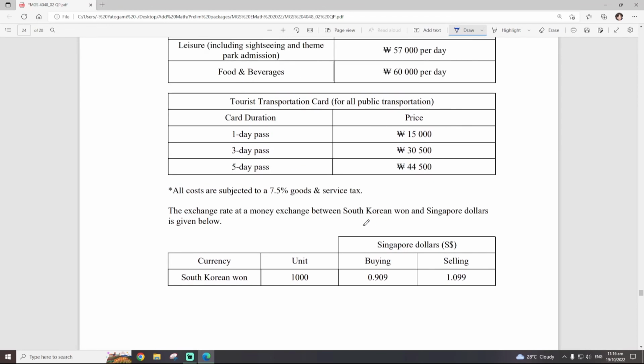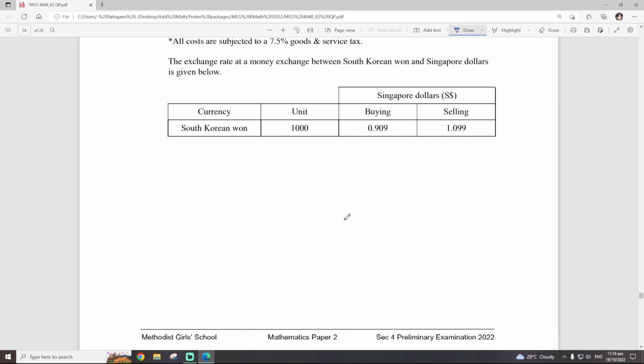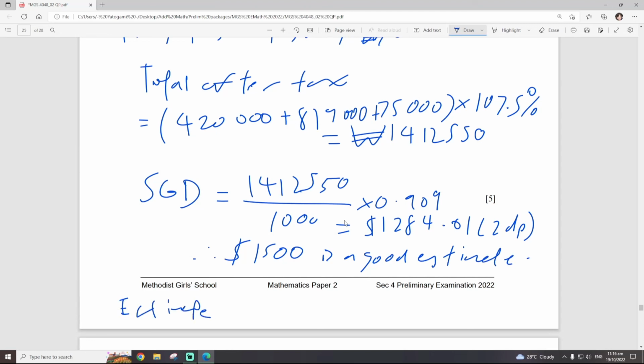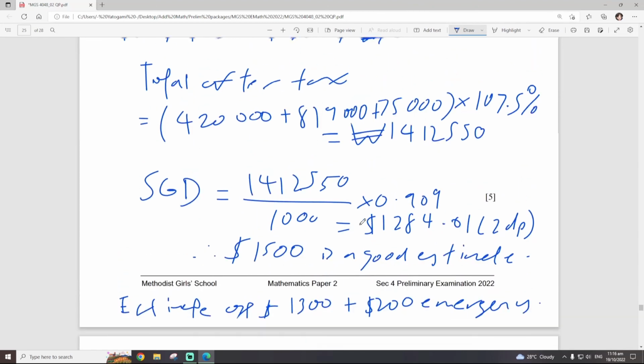So I think many of y'all will realize that you want to bring a bit more than this. So most of you will put 1,300 maybe. So personally I will put 1,500. So estimate costs of $1,300 plus $200 emergency. In case of emergency, you have an additional $200 with you. This is what I think. So I would say 1,500. But of course, it's open-ended, so let me know what you guys think.